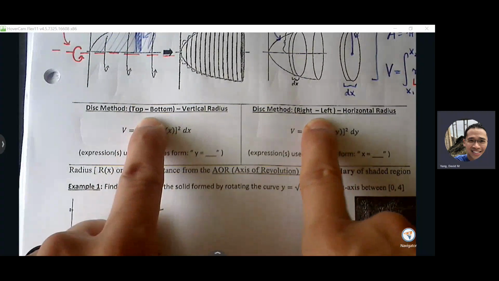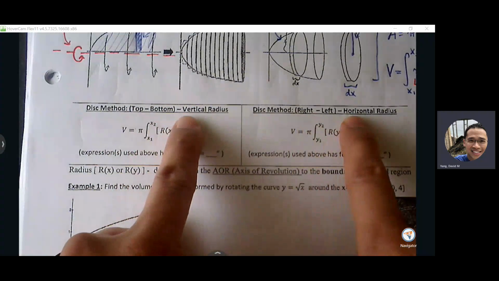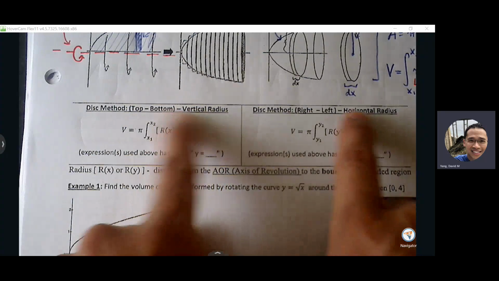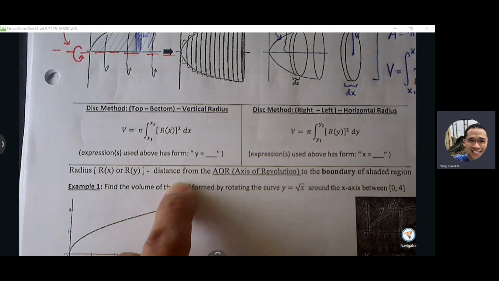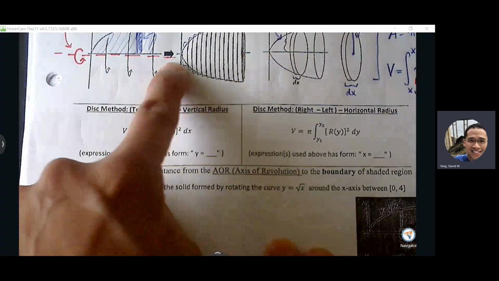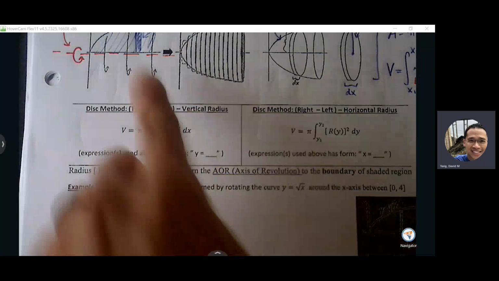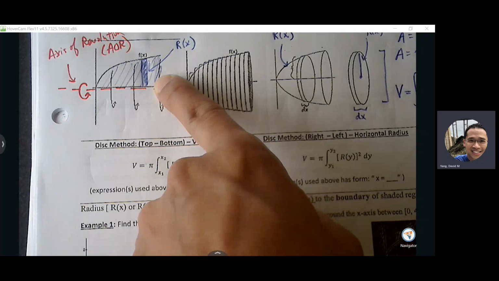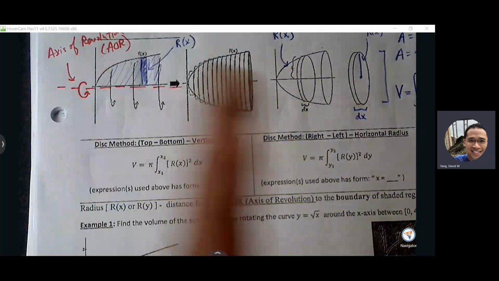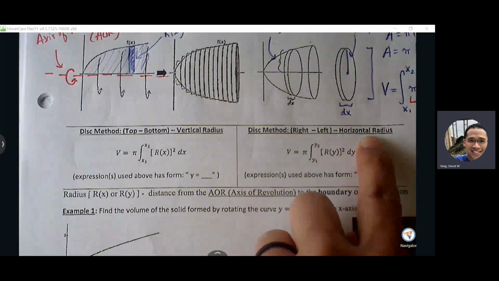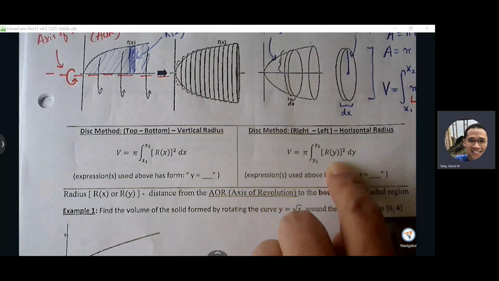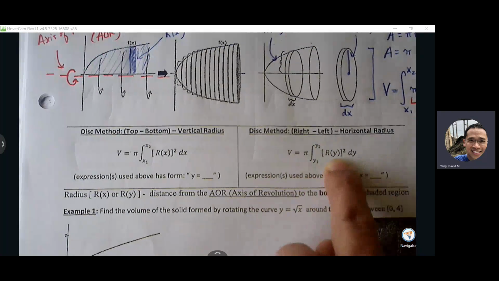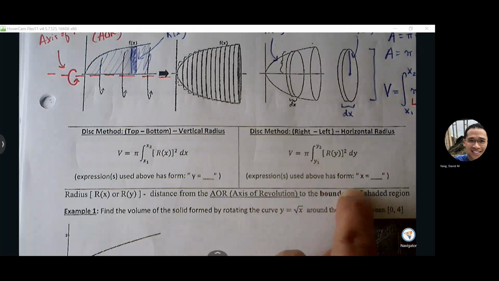Okay, so just like with area, we're going to have top minus bottom versus right minus left. And what's going to tell us which to use is your axis of revolution. If your axis of revolution is horizontal, then you're able to do top minus bottom because your radius is going to be drawn perpendicular to your axis of revolution. If your axis of revolution is vertical, then we have to extend the radius horizontally. If it's a horizontal radius, then we'll do right minus left. And just like from before, if it's right minus left, we have to adjust all of our formulas. Our bounds have to be adjusted. Our equations have to be adjusted.